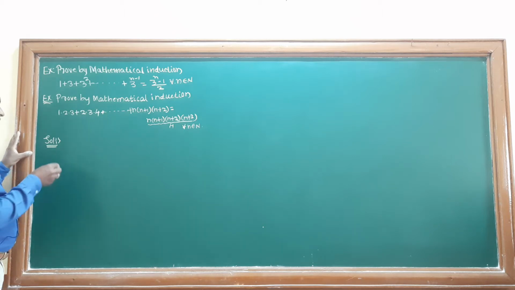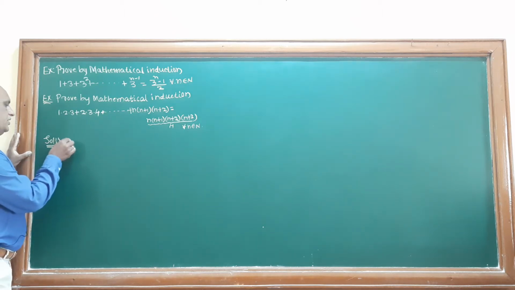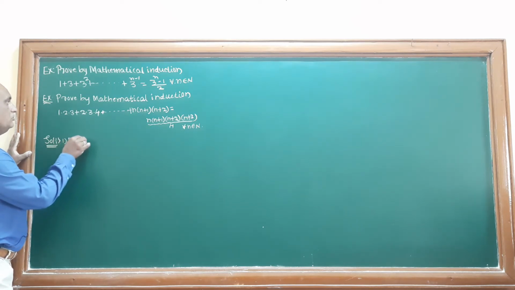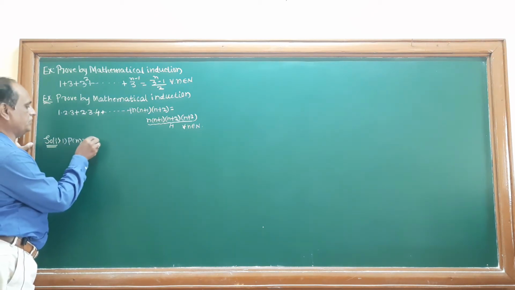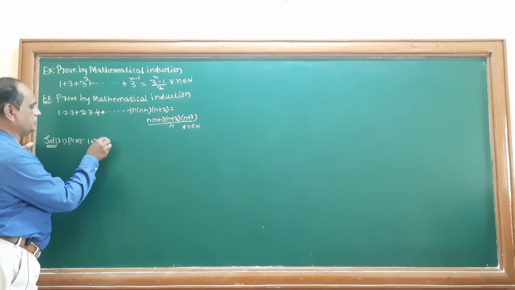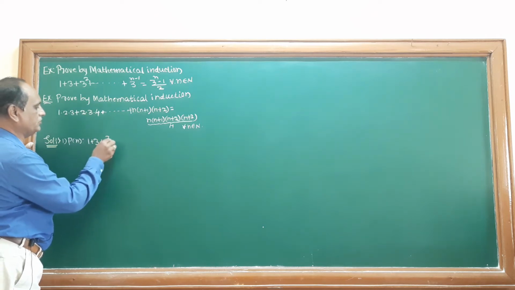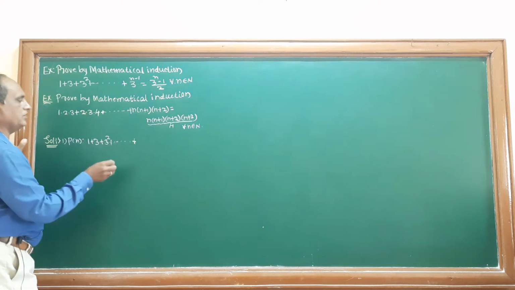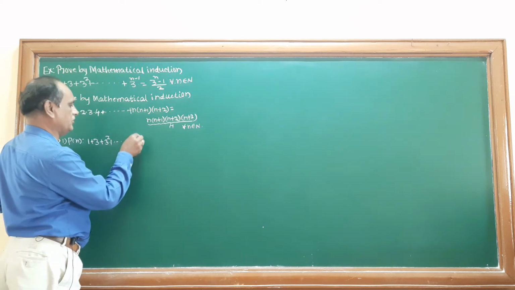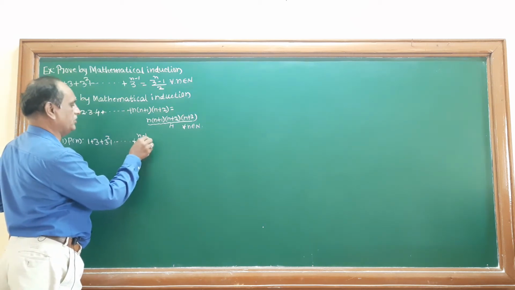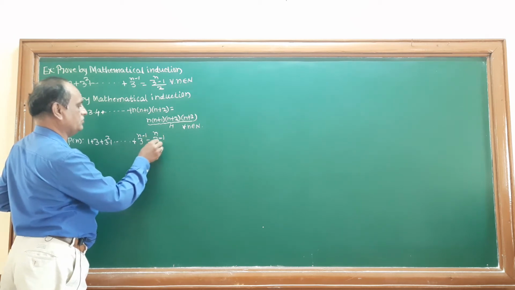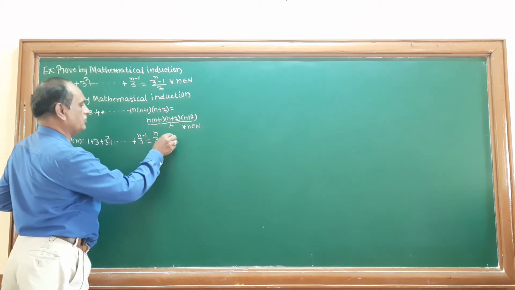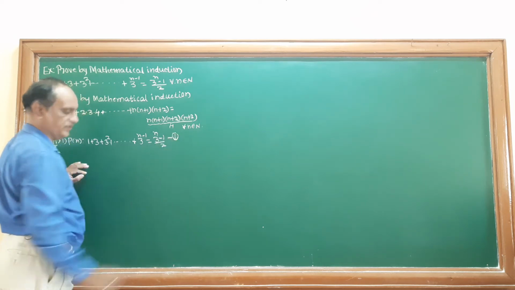So first step, write let Pn. Pn means the given things. You have to write the problem that was given. That is 1, then plus 3, then plus 3 square, and so on. The last term is 3 raised to n minus 1, is equal to 3 raised to n minus 1 divided by 2. So call this equation number 1.